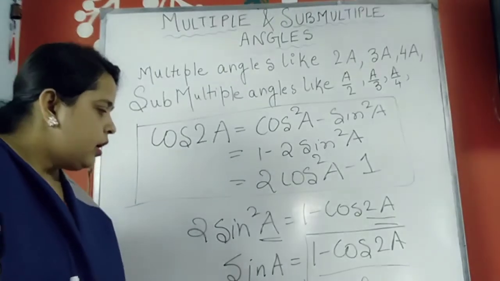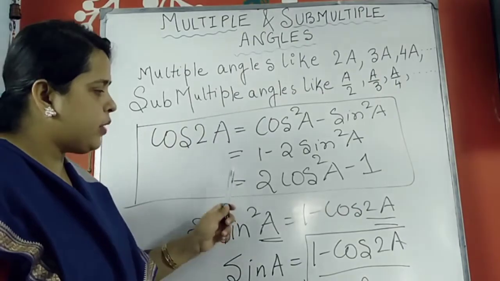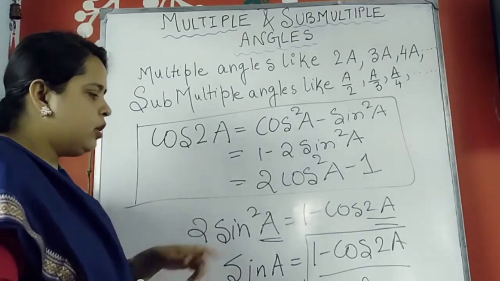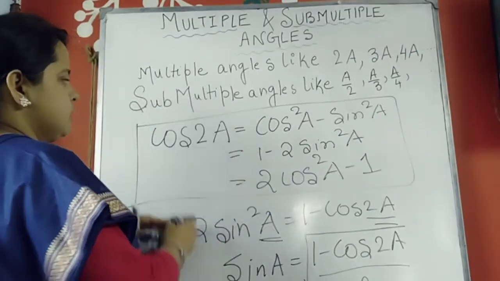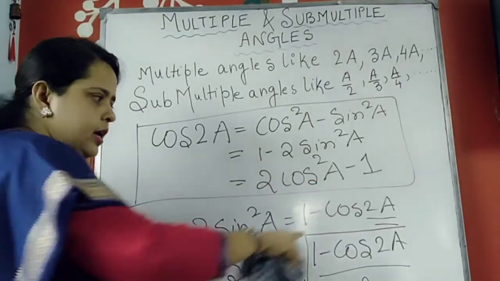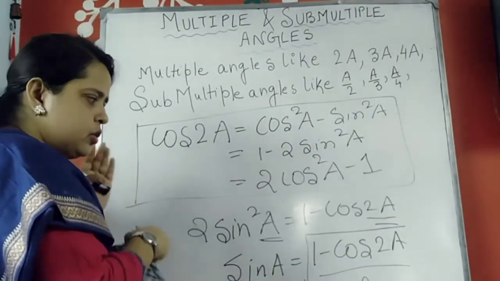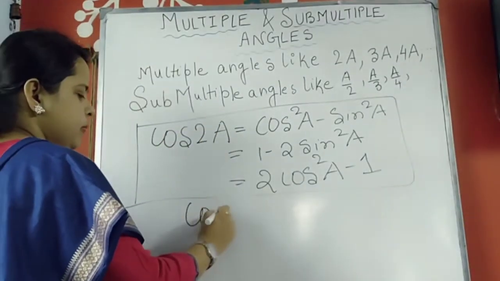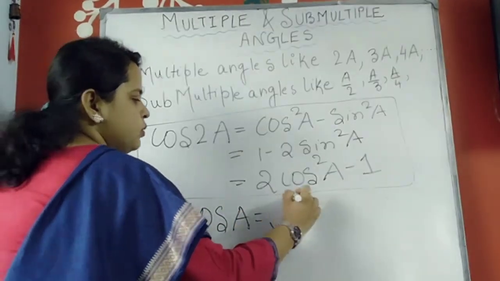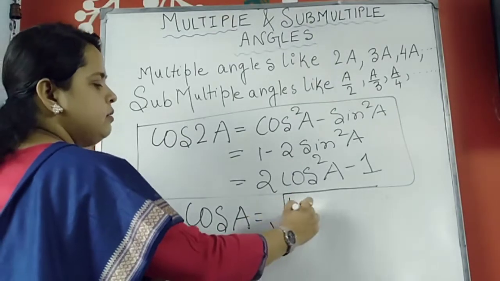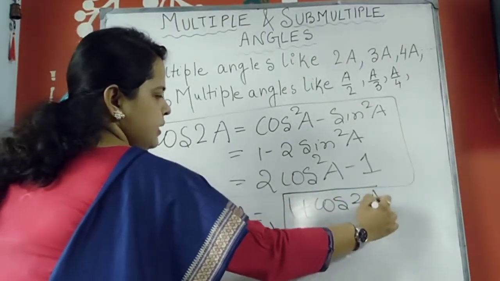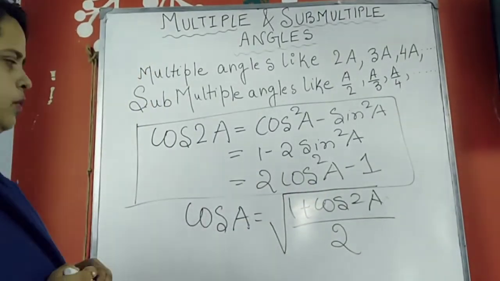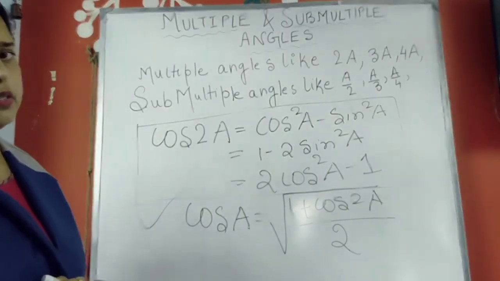Okay. Now in a similar way, if I wish to write cos A also in terms of cos 2A, how can you write it? You will be getting cos 2A as 2 cos square A minus 1. If you shift this minus 1 here, you will get cos A equals root over of 1 plus cos 2A by 2. In the case of sine, it was minus in between. In the case of cos, it is plus in between. So, students, please remember them because this is very important.